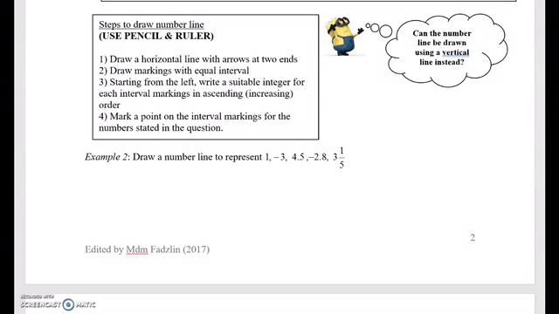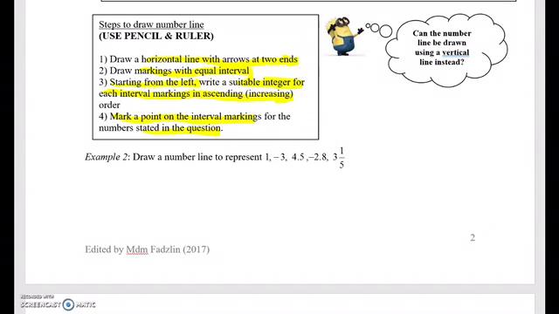First, draw a horizontal line with arrows at both ends. Second, remember that each marking has equal intervals. Third, starting from the left, write a suitable integer for each interval marking in ascending or increasing order. Fourth, we need to mark a point on the interval markings for the numbers that are stated in the question.